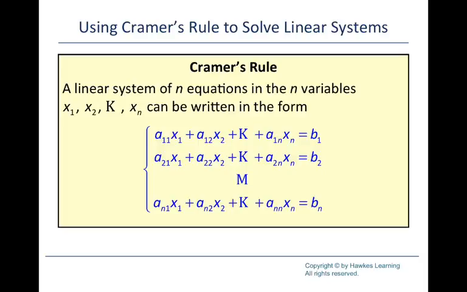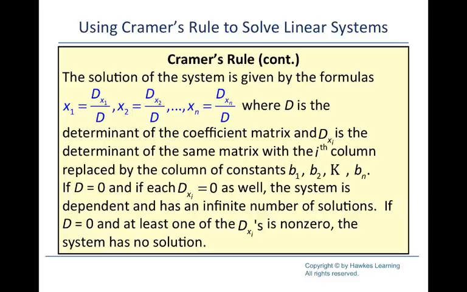Now, a linear system of n equations in the n variables x1, x2, up to xn can be written in this form. The solution x1 is Dx1 over D, the second one is Dx2 over D, all the way to Dxn over D, where D is the determinant of the coefficient matrix, and Dxi is the determinant of the same matrix with the ith column replaced. So in other words, we're doing the same thing, it's just bigger matrices.